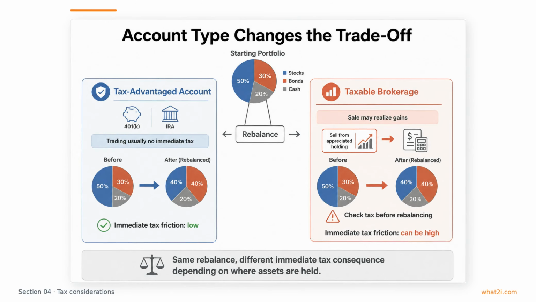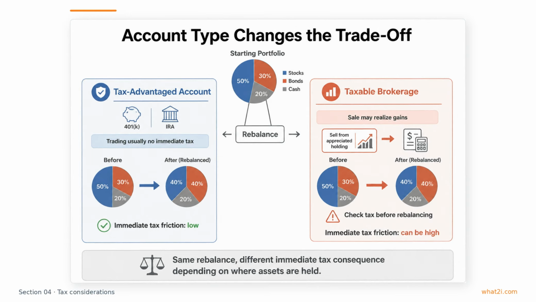Account type is one of the first things to check before making a rebalance trade. In tax-advantaged accounts such as many 401ks and IRAs, trading usually does not create an immediate tax bill, so the main concerns are allocation and transaction efficiency. In a taxable brokerage account, the same sale may realize gains and reduce after-tax returns.